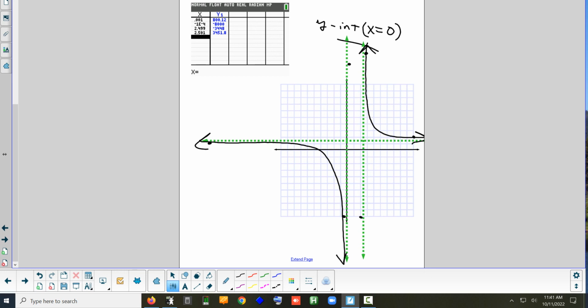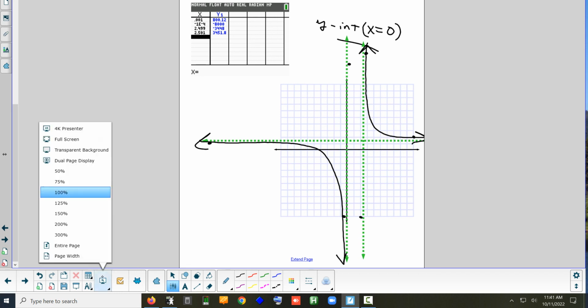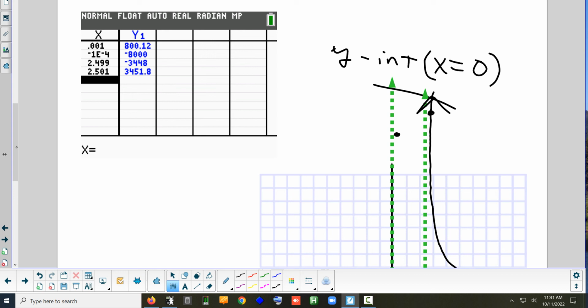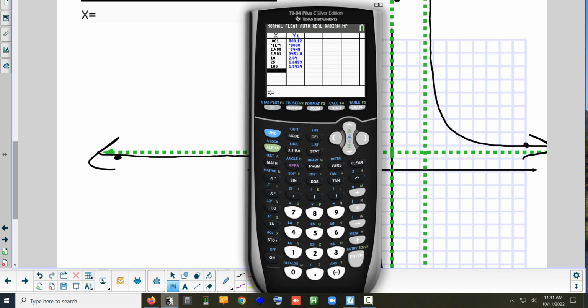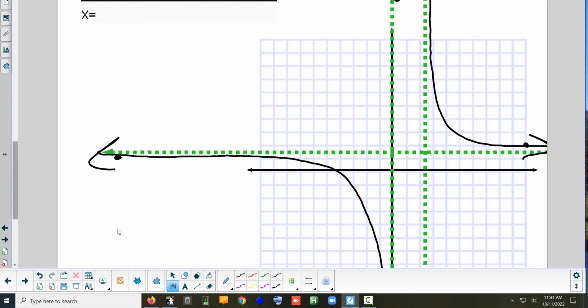And in the middle, I don't really have a lot of points there. I only have 2. What's another x value I could plug in to maybe get 1 or 2 more points in this middle section? Yeah, we could do 1. So when x is 1, we're at 0. So 1, 0.